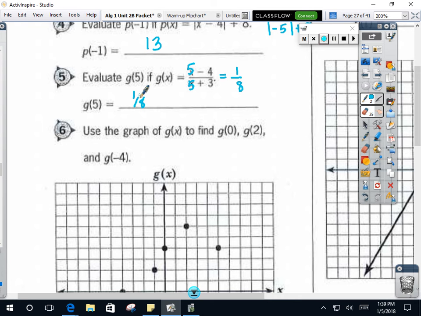Because you can't simplify 1/8. They won't reduce. It won't become a whole number, so that's your answer.